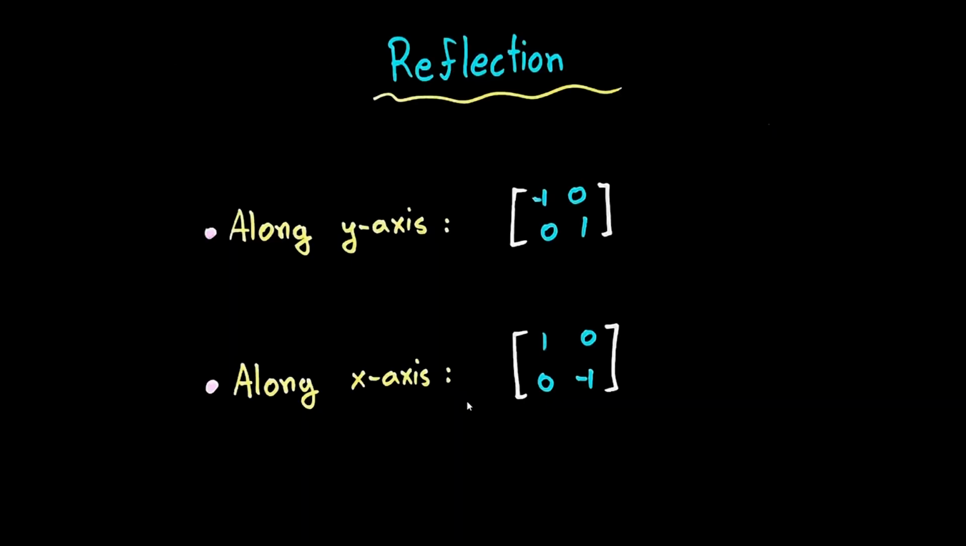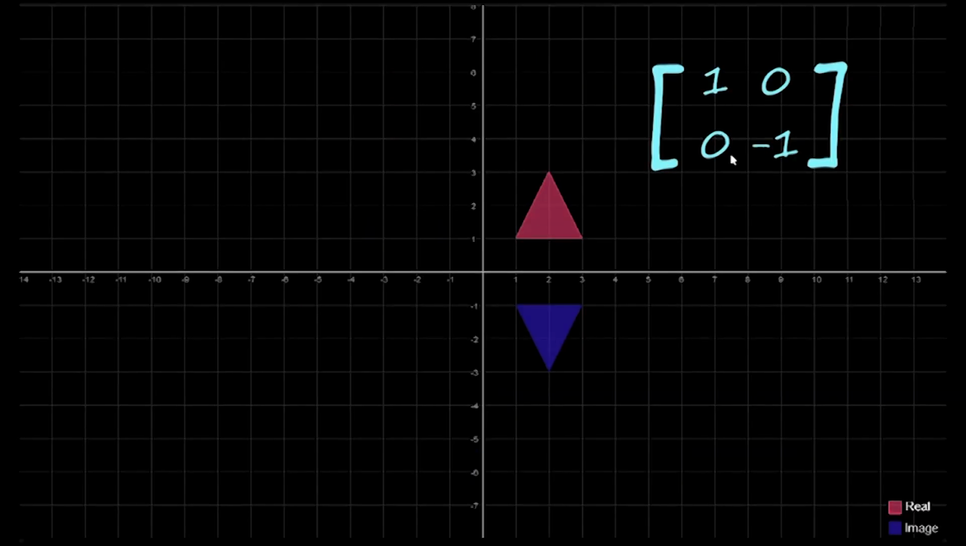And the next type of reflection matrix we'll be looking at is matrices that reflect along the x-axis, and it looks like 1, 0, 0, -1. What this matrix does is that it uses the x-axis as a mirror, and it reflects the shape and produces an image on the other side of the x-axis.